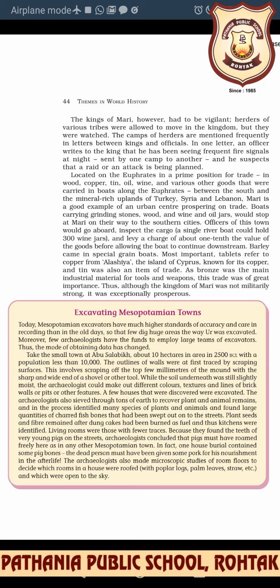So, as you know, Mari was just near the river Euphrates. It is at the upper course of the river Euphrates. And the Euphrates was in a prime position for trade. And beta, do you know in which commodities the trade was done? It was in wood, copper, tin, oil, wine, and various other goods that were carried in boats along the Euphrates between the south and the mineral-rich uplands of Turkey, Syria, and Lebanon. And Mari is a good example of an urban center prospering on trade. Mari gained its prosperity just because of trade.